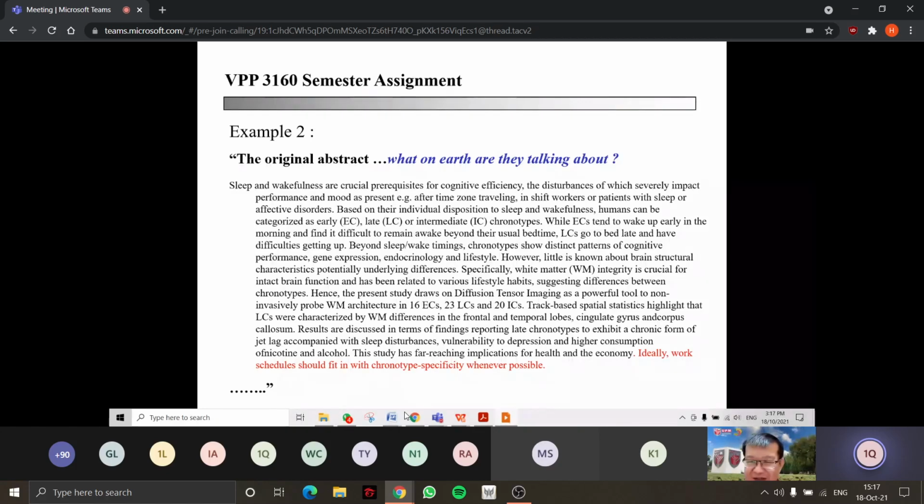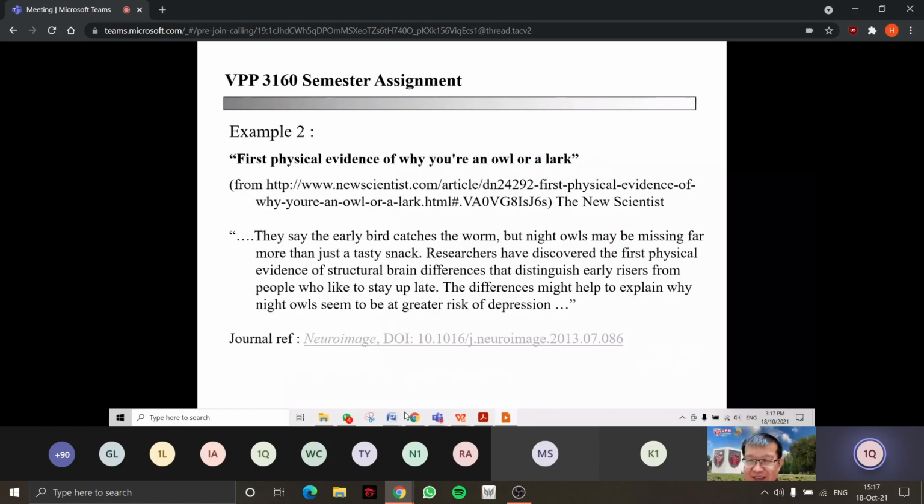However, if this has been communicated to a science communicator, which they have a lot in the West, they can re-synthesize this article and make it something that is interesting. You see, it is being translated this way. They say early birds catch the worm, but night owls may be missing far more than just a tasty snack. Researchers discovered the first physical evidence of structural brain differences that distinguish early risers from people who like to stay up late. The differences might help to explain why night owls seem to be at greater risk of depression.